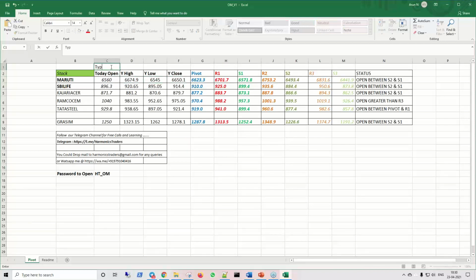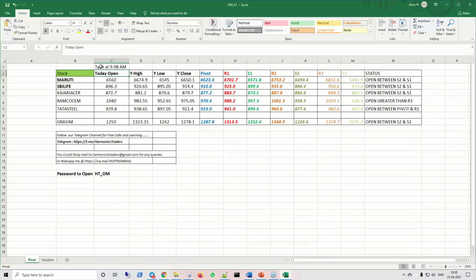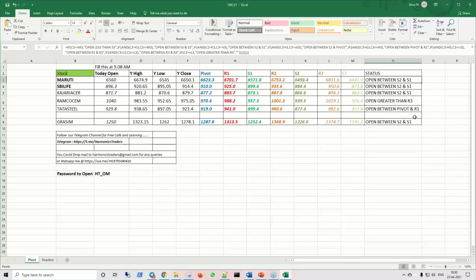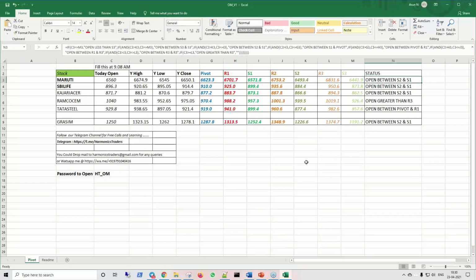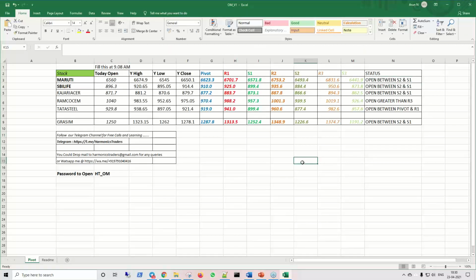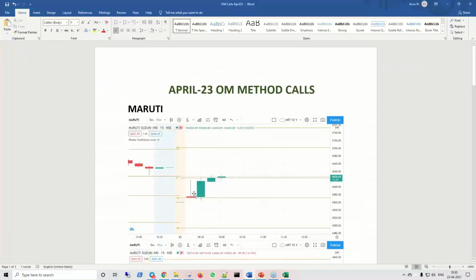Okay, so just fill in at 9. Once you have filled it in, it will give you the condition. So what is Maruti's condition? Open is between S2 and S1, right? So what we are going to do, we are going to go for long in this particular stock. We'll just see how it moved.